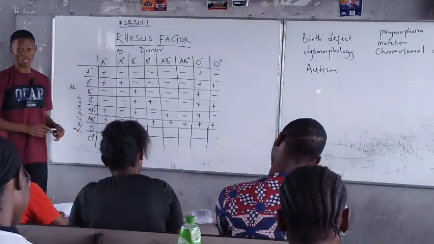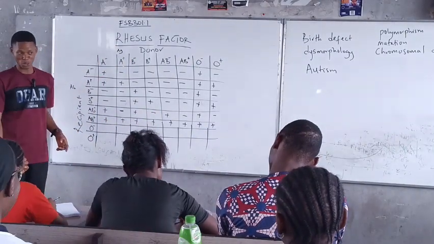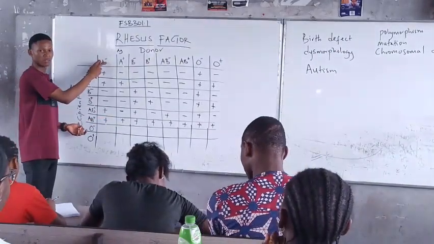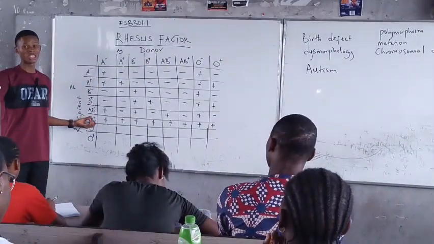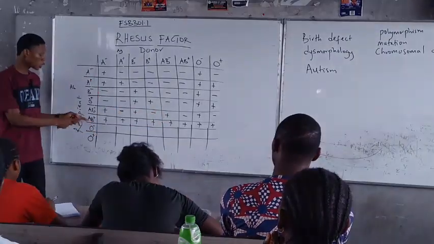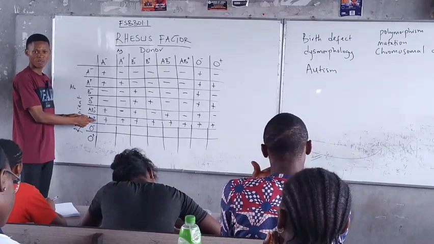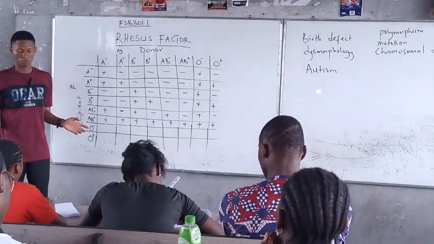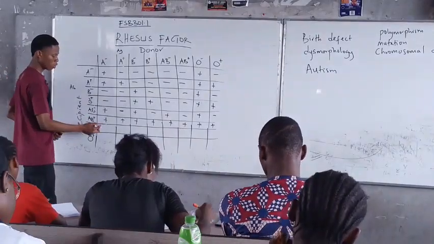Some people are just saying plus, but we don't know why we are saying plus. Now, why we are saying plus here is this. Of course, we know that AB are the general recipient, right? They can receive from everybody. This other AB here has the rhesus factor, so whether the person has it or not, there's no problem. So this now, plus or minus?